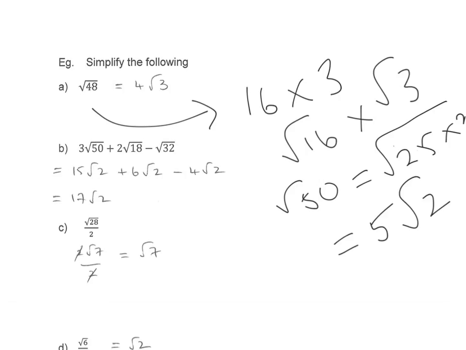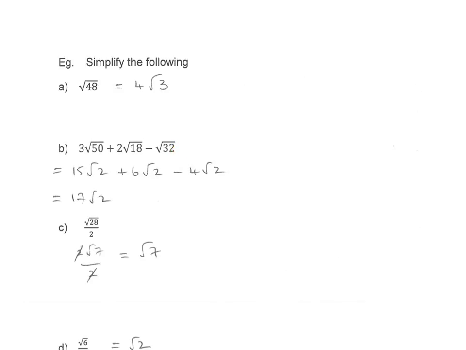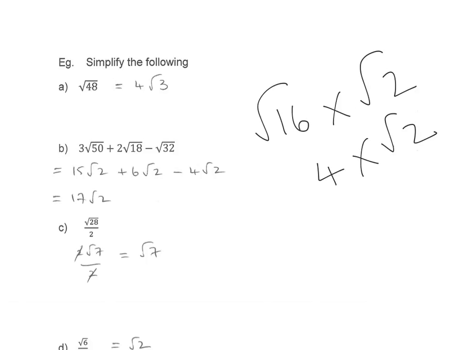With the root 18 then in the second term, root 18 I know is the equivalent of root of 9 times 2. Root 9 being 3, so we can write that as 3 root 2. But we want 2 root 18, so 2 times that gives us 6 root 2. And root 32 we can write as root 16 times root 2. Root 16 being 4 times the root 2, then giving us our minus 4 root 2.